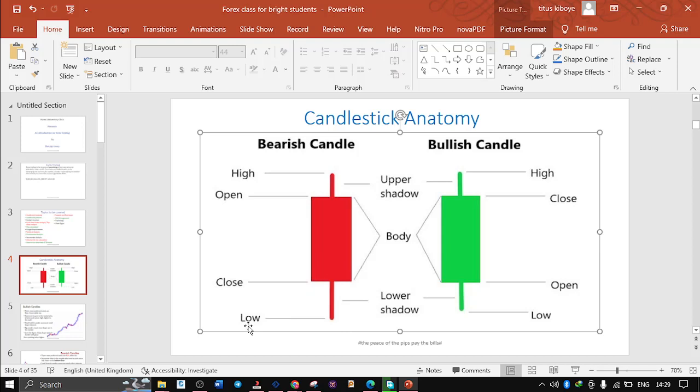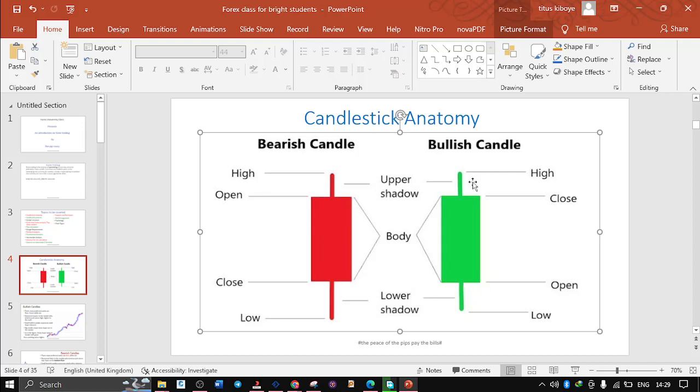Then this one here is called the close low. Then this one is the body. These upper lines are called wicks, like the wick of a candle, or at times they call them shadows. For the case of a bearish candle, it opens up and it closes below.